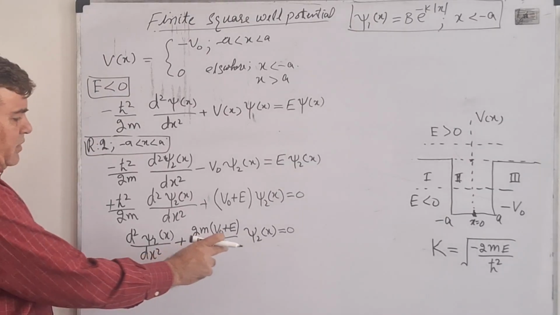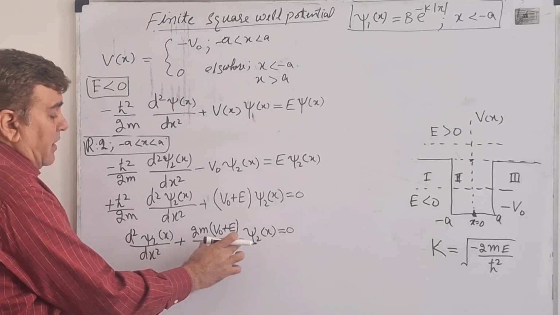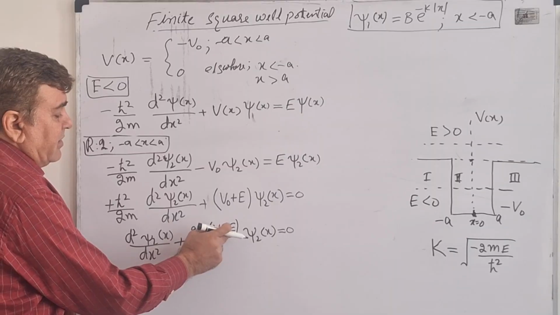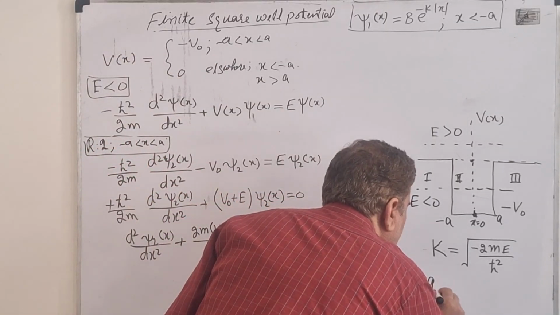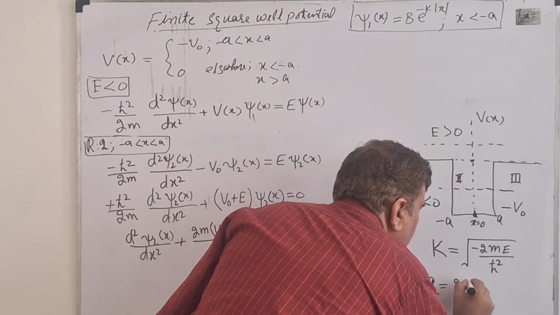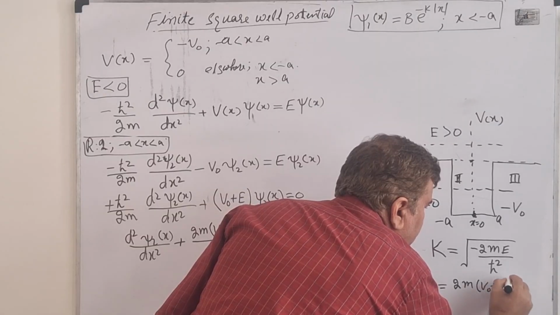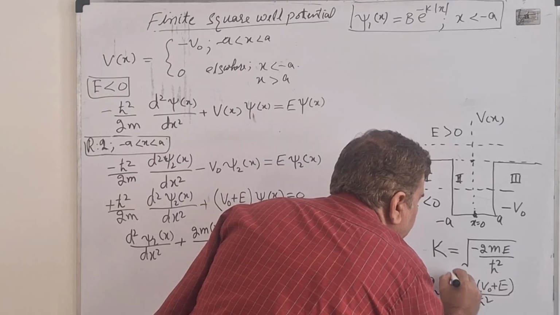Again, if we look at this, E is constant, V naught is constant, everything is constant. Therefore, I can define another constant parameter depending on energy. And I denote that with Q to write it like this: Q equals the square root of 2m into (V naught plus E) divided by h bar squared.